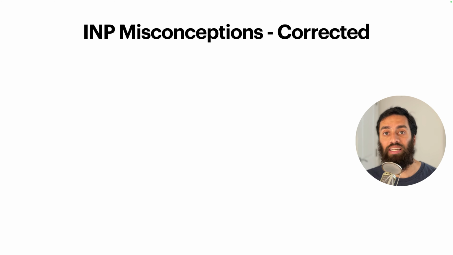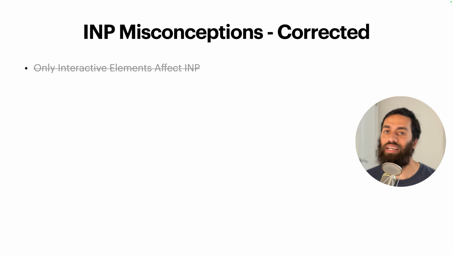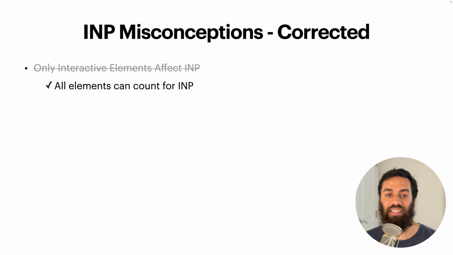Let's go over these interaction to next paint misconceptions and make sure we understand what is the correct version of these statements. Like, what's the correct version of "only interactive elements affect INP"? We now know that is not the case. It is the case that all elements can count for INP, including non-interactive elements. If the user clicked on it, if the user tapped on it, if the user did a key press while that element had focus, it's all fair game.